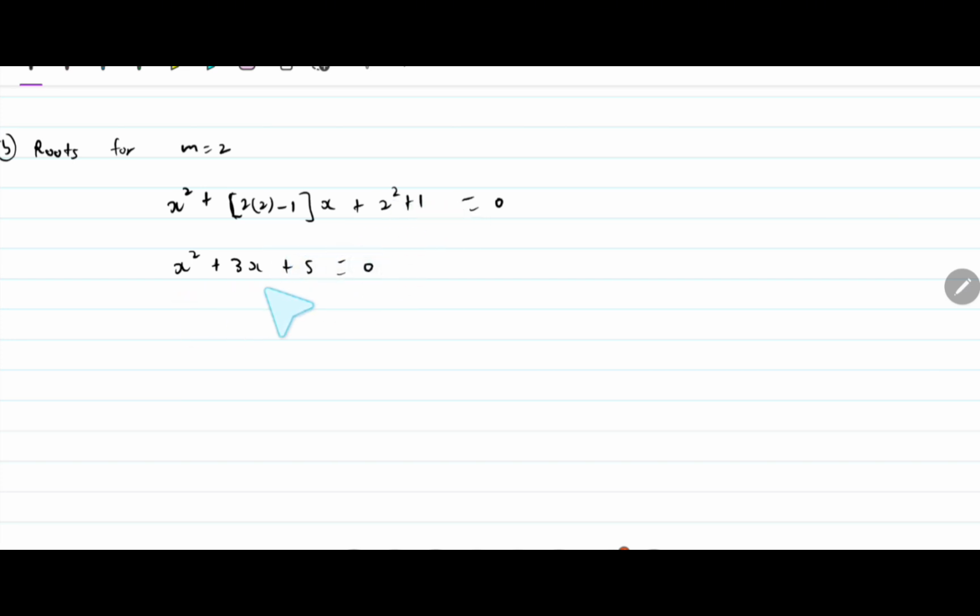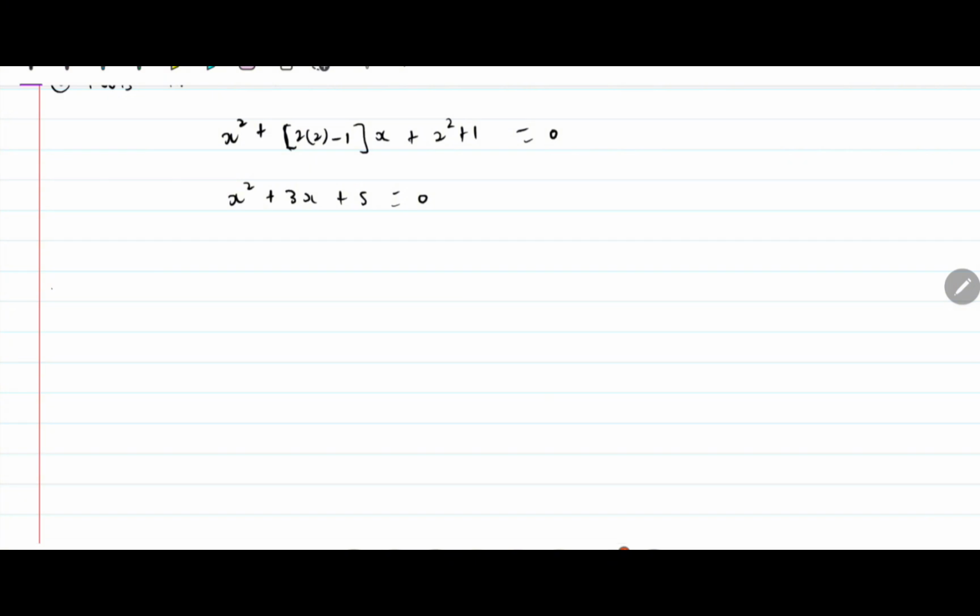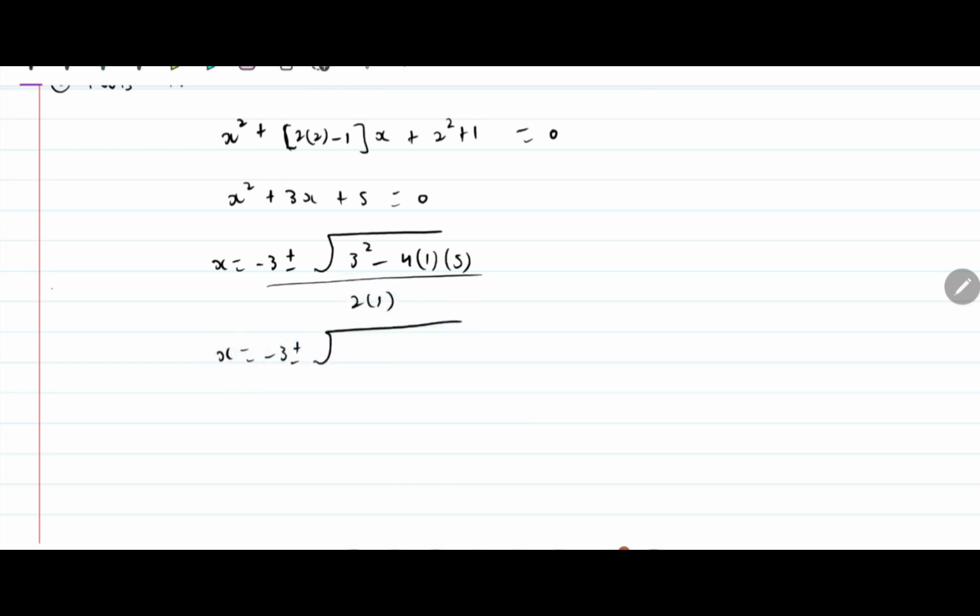Now we find the roots for this equation. So let's go ahead and use the quadratic formula. So I have x is equal to negative b, which in this case is negative 3, plus or minus the square root of b squared, which is going to be 3 squared, minus 4 times a, which is 1, times c, which is 5, over 2a, which is 2 times 1. So x is equal to negative 3 plus or minus the square root of 9 minus 20, which leaves us with negative 11, over 2.